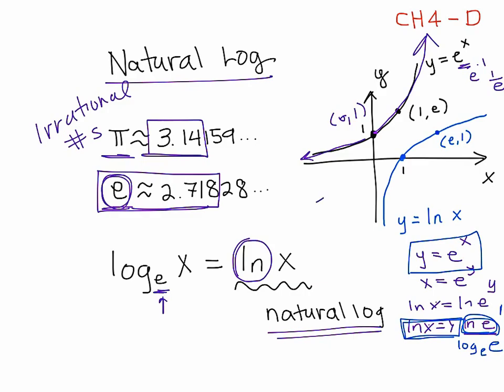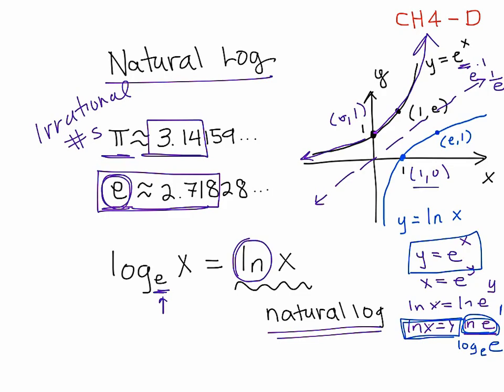An inverse always reflects over the y is equal to x line. And the coordinates of x and y always switch. So in this case, (0, 1) becomes (1, 0). (1, e) becomes (e, 1). If we were to plug in the numbers, that would also be true.